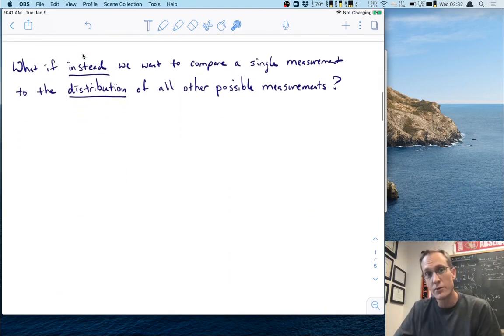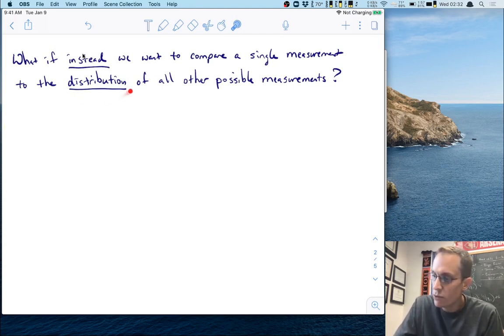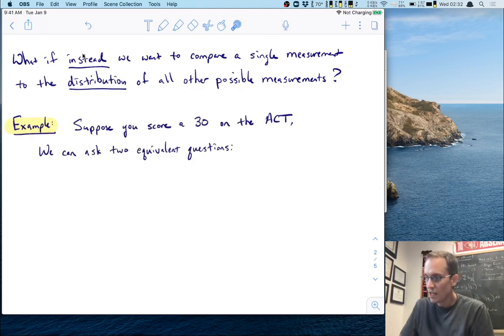Now we're going to do something similar this time, but we're going to ask a slightly different question. The question this time is, what if instead we wanted to compare a single measurement to the distribution of all other possible measurements? Let me give you an example. Suppose again that we scored a 30 on the ACT. So you got this score.